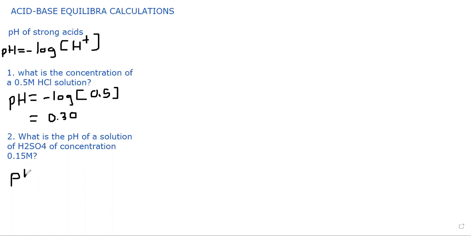So pH is equal to negative log 0.15. That's 0.82. So that's for strong acid, just a simple calculation.